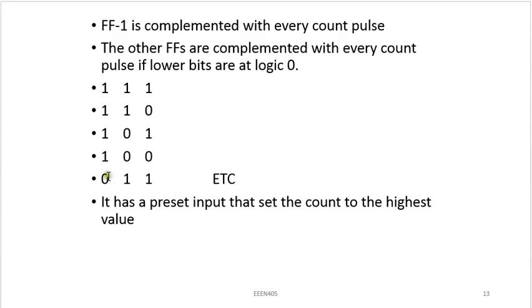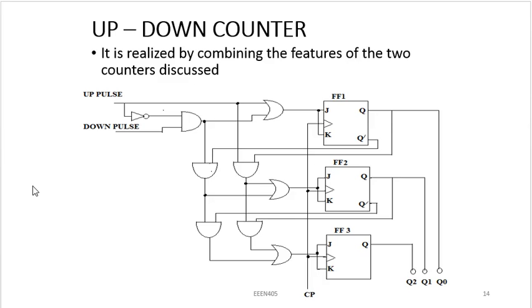And the same thing applies. The last bit, which is the most significant bit, can only change when the lower bits are equal to 0. For instance, in this case, the 2 bits here are not both 0, therefore it remains 1. Here also only one of them is 0, so it doesn't change, but here all of them are 0, that is why it changes to 0. This is the 3-bit down counter. Then finally we look at the up-down counter, which is a combination of the up counter and the down counter.